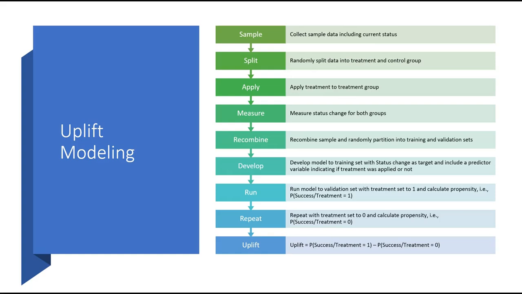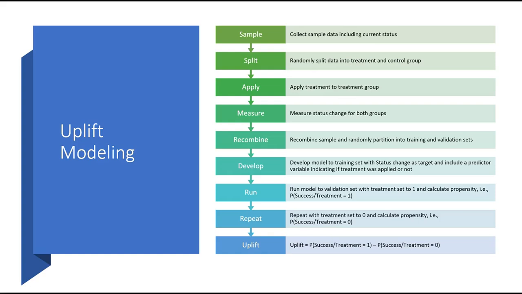So if we think about the process for uplift modeling, first we take a sample and then we split that sample into treatment and control groups. And then we give a treatment to the treatment group, and then we measure the status change on both of them so that we can look at the difference between the two. We'll recombine the sample and randomly partition into training and validation sets. And then using the training set, we're going to develop a model. In this case, we're going to use status change as our target. And then you include a predictor variable that's going to indicate if the participant received a treatment or not.